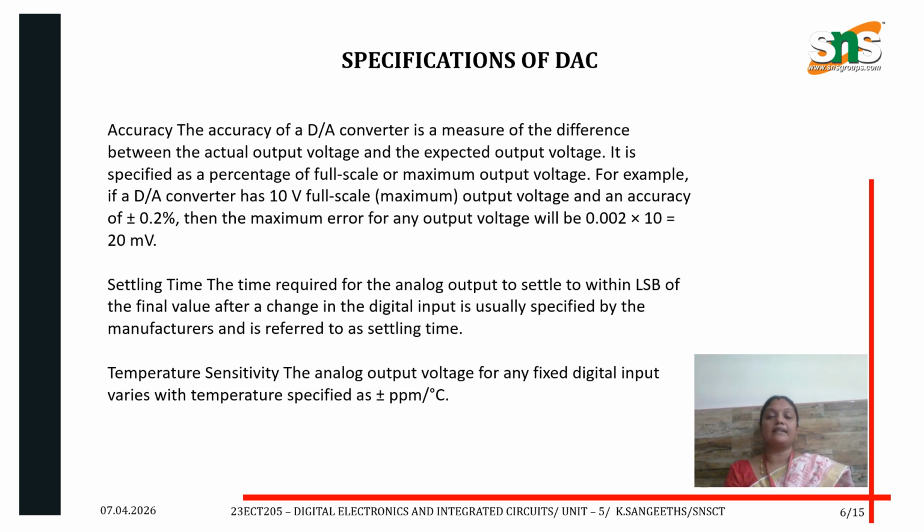And the next one is settling time. That is the time required for the analog output to settle to its final value after the input change. It is usually specified by the manufacturers and is referred to as settling time. The last one is temperature sensitivity. The analog output voltage for any fixed digital input varies with temperature. It is specified in ppm per degree Celsius. So these are the specifications of a DAC.